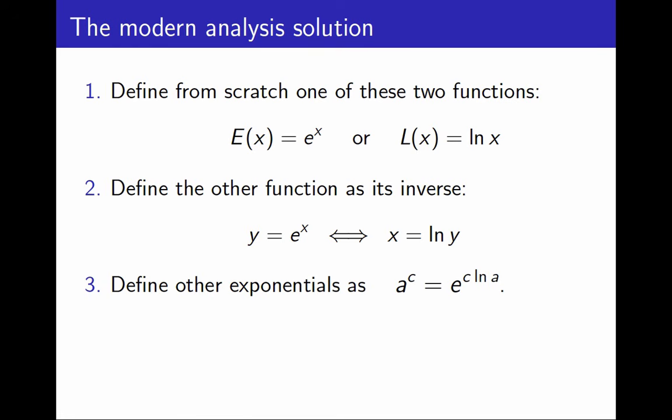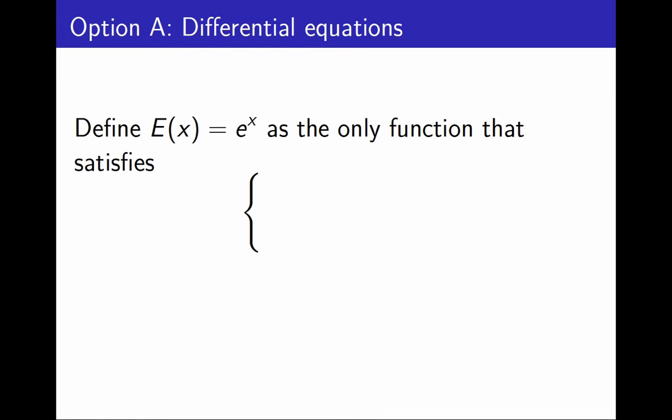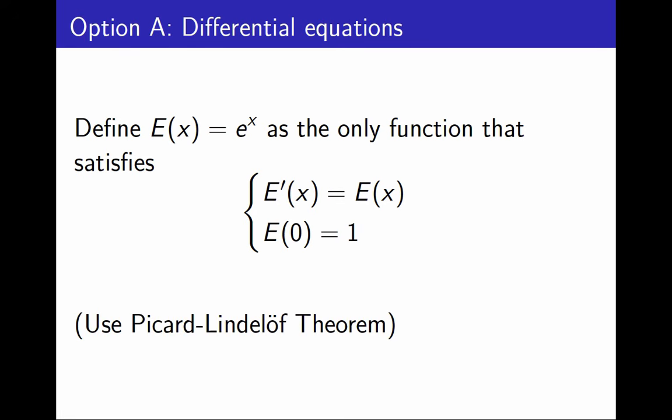Okay then, how do we do step 1? I have seen at least 3 different options using different areas of analysis. The first option is to use differential equations. The function e to the x is the only function that is its own derivative and that has value 1 at 0. This is called an initial value problem, which appears often in the field of differential equations. There is a result, the Picard-Lindelöf theorem, that says that a problem like this has exactly one solution. In other words, that it is okay to define a function this way.